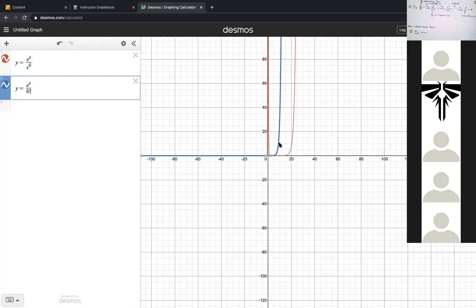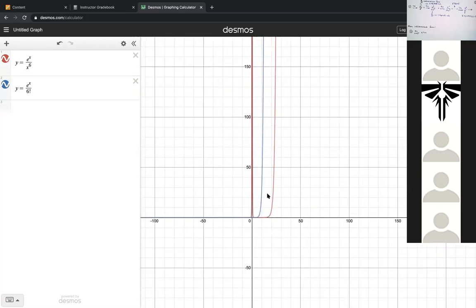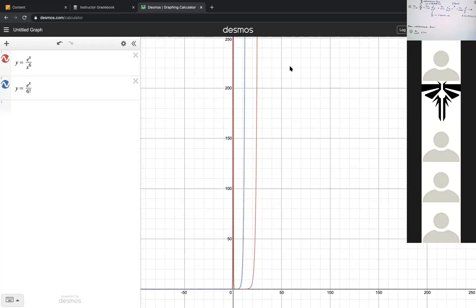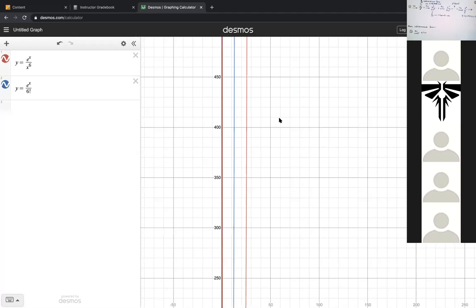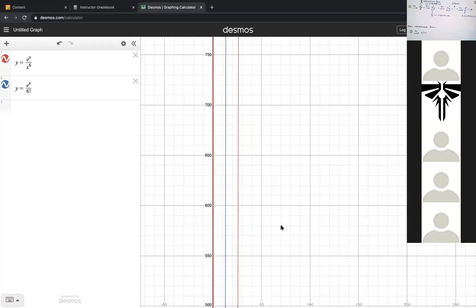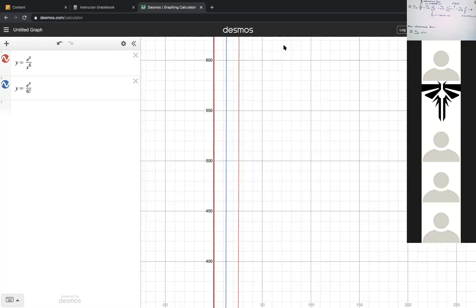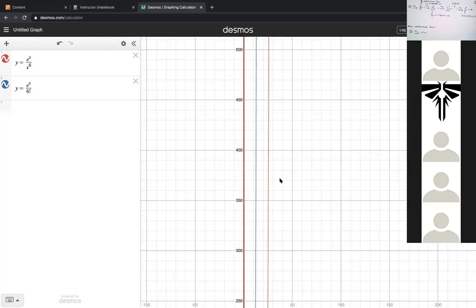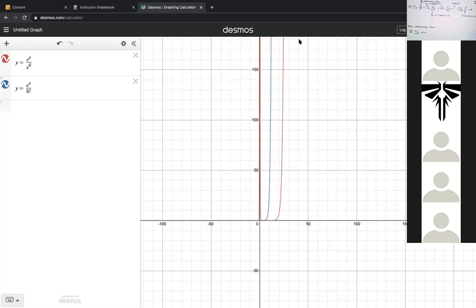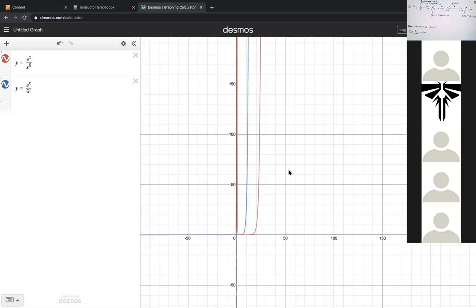And we can see that the blue function also blows up to infinity very quickly, even faster than the red function. Okay, any questions over that example?